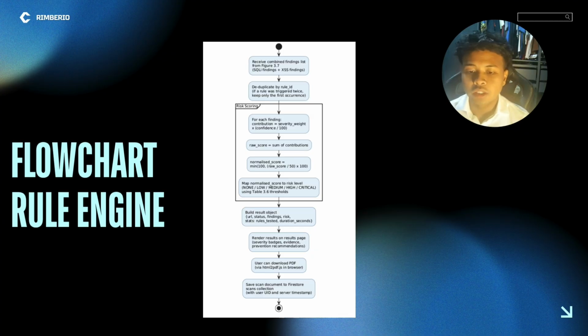So the normalized score is mapped to a risk level. There are none, low, medium, high, or critical, based on all the predefined thresholds. So the system then builds the result object containing the URL, status, findings, risk score, and statistics. The results are rendered on the result page with severity badges, evidence details, and prevention recommendations, that is the remediation. So the user can download a PDF report, and then the scan document is saved to Cloud Firestore with the user's ID and a timestamp.